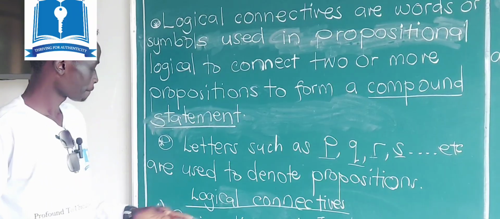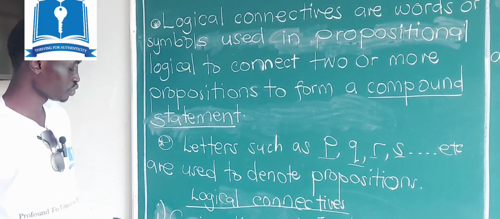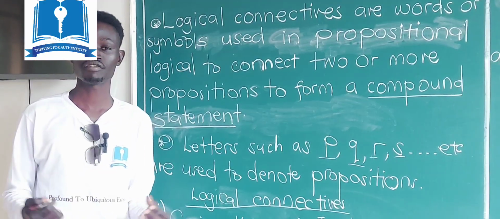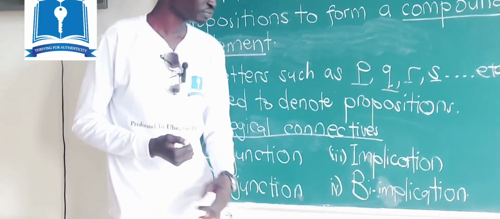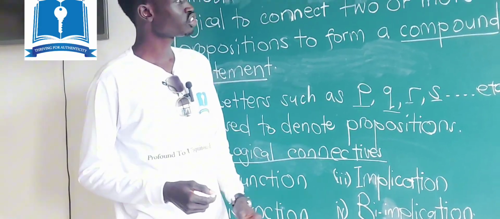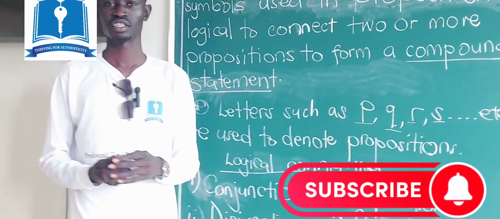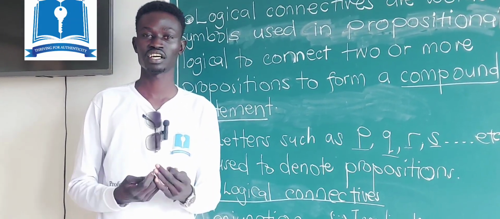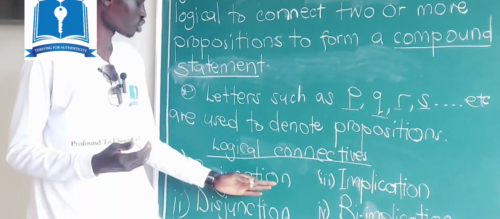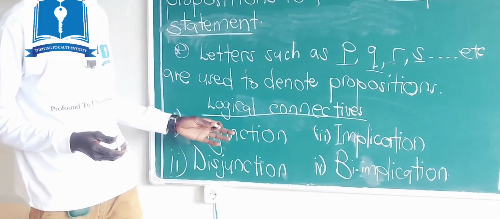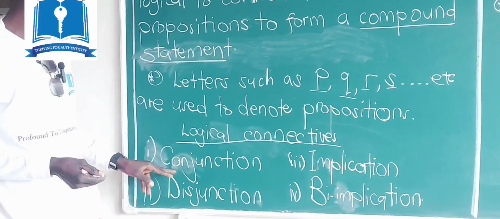Now we have five logical connectives. The first one is conjunction, then disjunction, implication, bi-implication, and negation. Let us pay attention and see the procedures for how we are going to use all five common logical connectives. For now, we are going to start with conjunction.